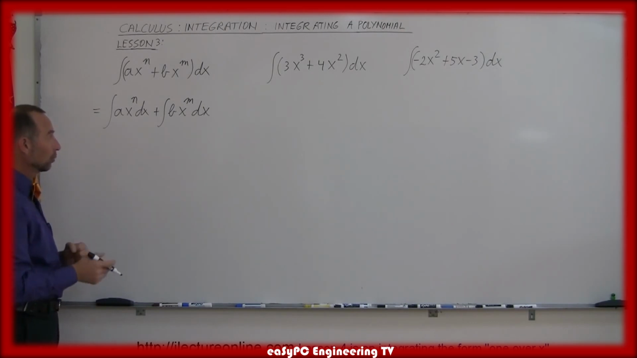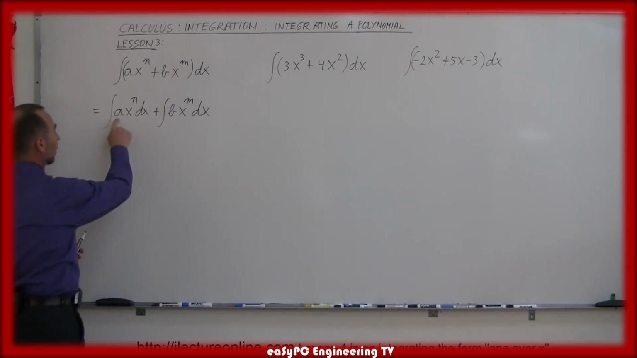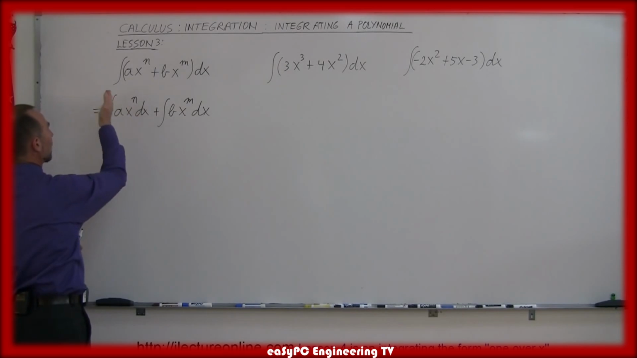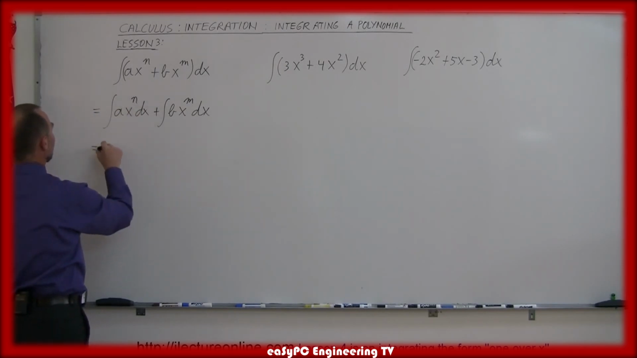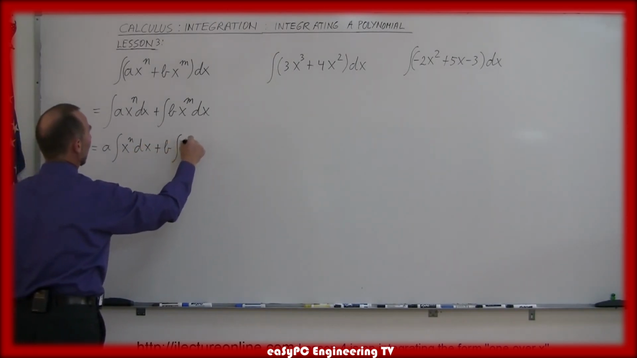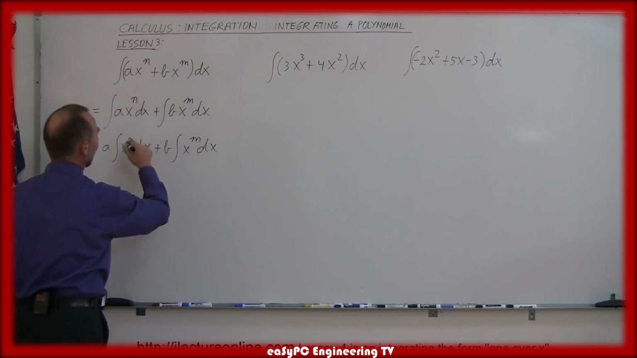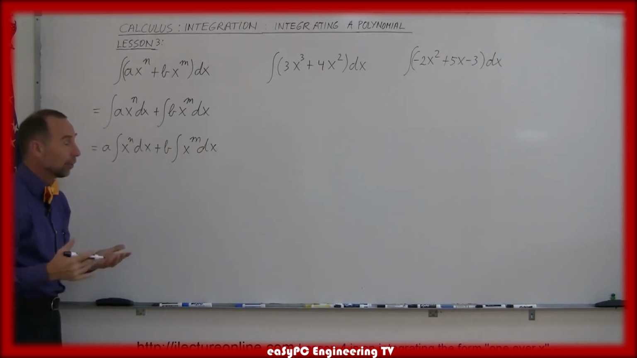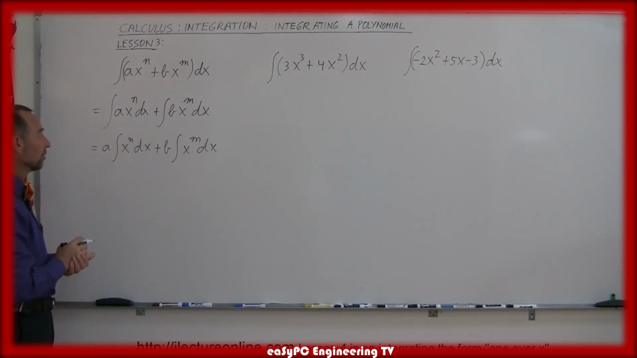Then, applying the rule that we learned before, assuming a and b are constants, we can move them outside the integral sign. So this is equal to a times the integral of x to the n dx plus b times the integral of x to the m dx. Notice that n and m simply imply that they don't have to be the same number. They can be two different numbers.